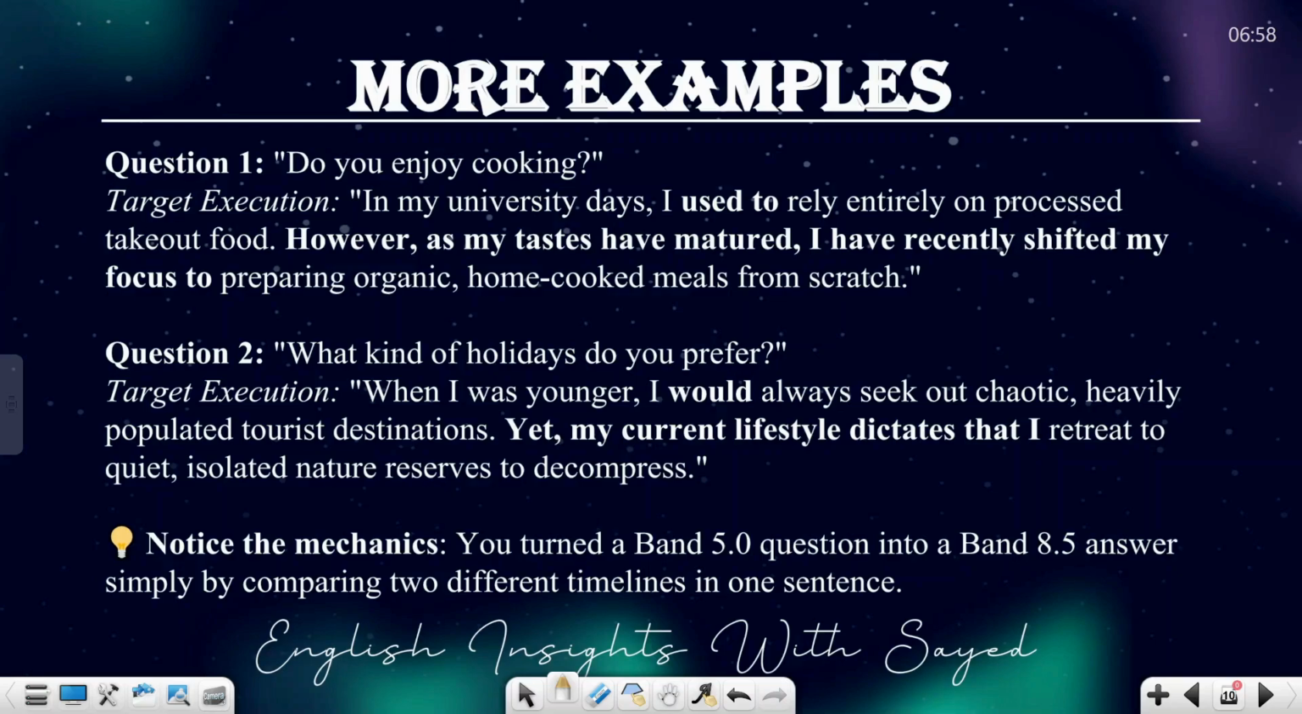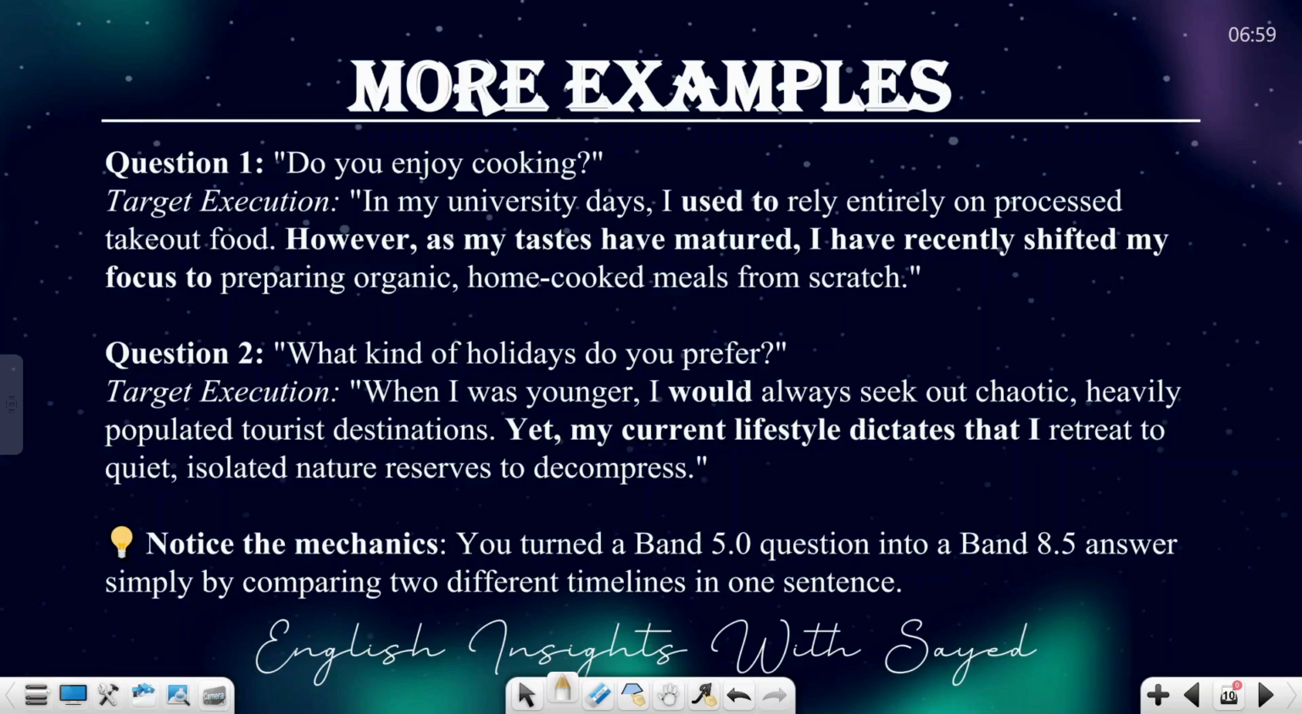In my university days, I used to rely entirely on processed takeout food. However, as my tastes have matured, I have recently shifted my focus to preparing organic, home-cooked meals from scratch. See, apply the structure and you could see the uplifted sentences, right? So this is not difficult. Try to understand. I have given so many examples for you to get the thing in your mind and in your heart so you could execute this.